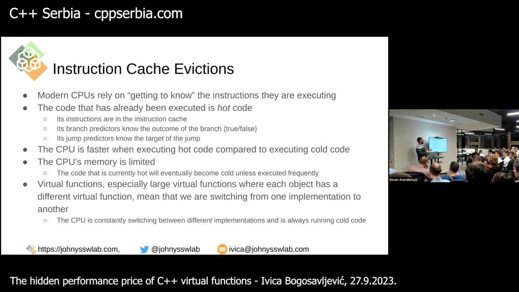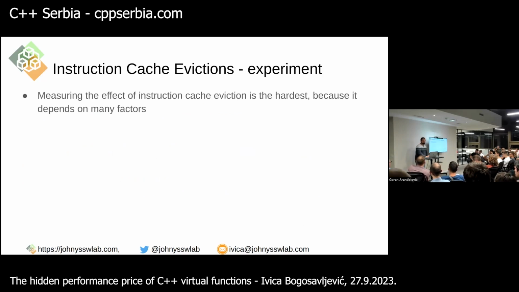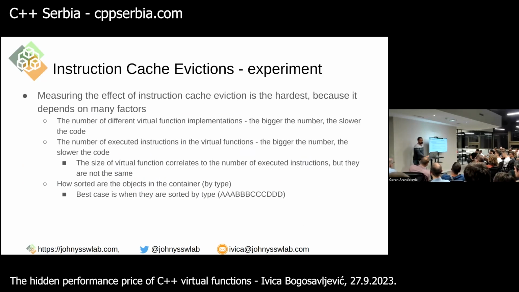With virtual functions, and large virtual functions especially, when you're switching between different implementations, you can get to the point where you're constantly executing cold code. And I have an experiment again here. This was the most difficult to measure because it depends on many factors. It depends on how many different derived classes there are. If you have a base class, it's not the same if you have 3 derived classes or 30 or 300. The bigger the number, the slower the code.